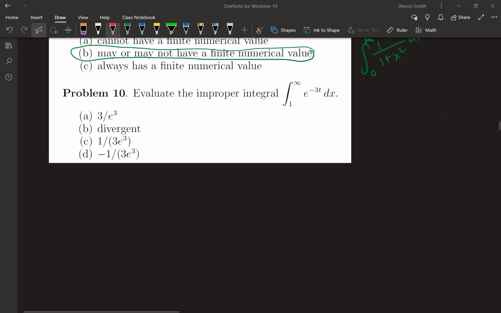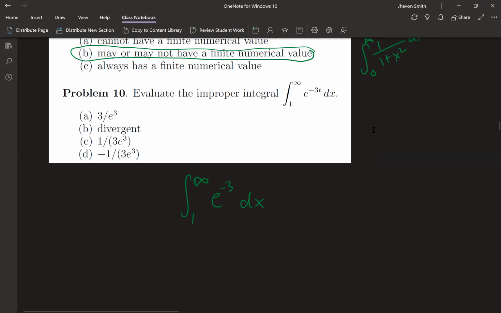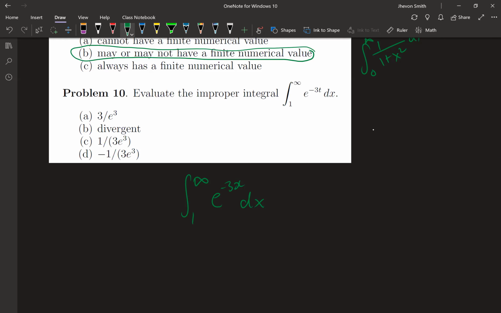So, of course, the integral from 1 to infinity of e to the minus 3t dx. Now, technically, I think this was a typo. I think you want to look at it this way. Right, now, with the 3t there, it would be divergent, technically. So this diverges.